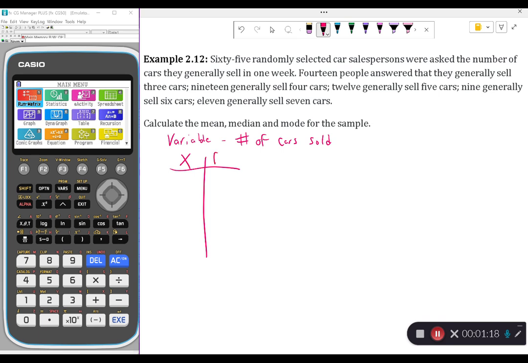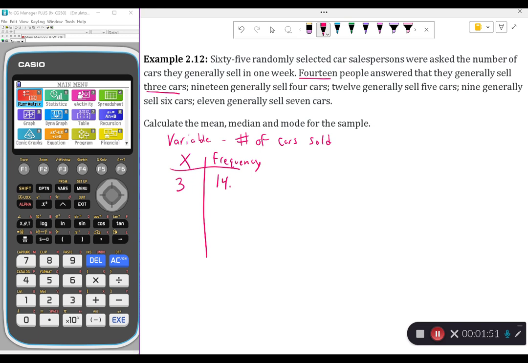And along with the x variable will be the frequency of times that number occurs. So if we walk up to any randomly selected salesperson and we ask them, how many cars did you sell last week? They'll tell us the number of cars, and the frequency represents how many people told us those number of cars. So within the first sentence, it says 14 people answered that they generally sell 3 cars. So the variable is number of cars, and the frequency is how many people.